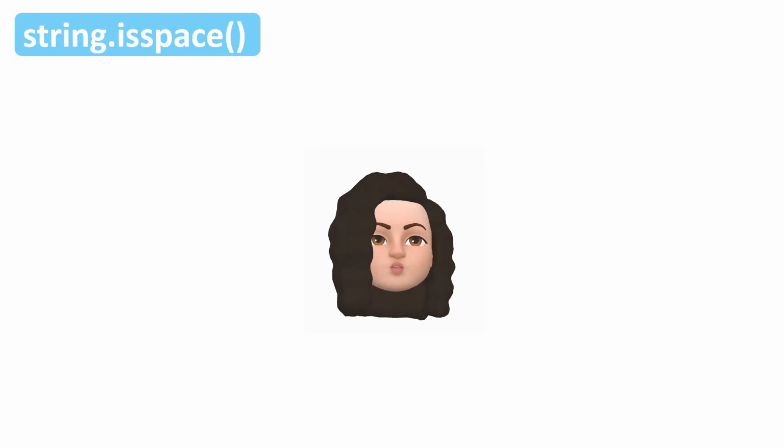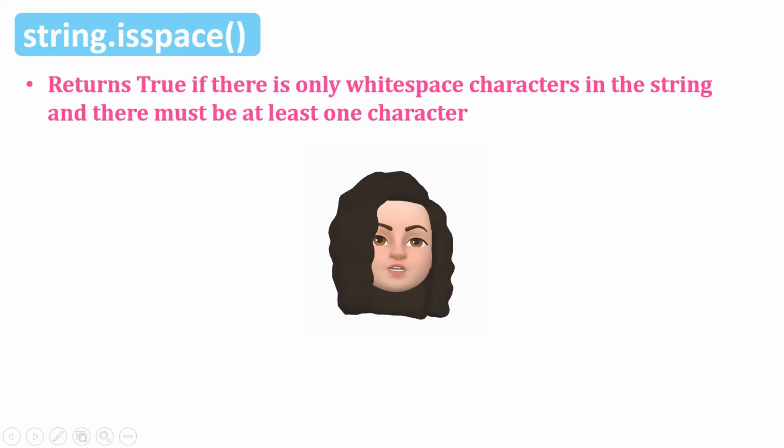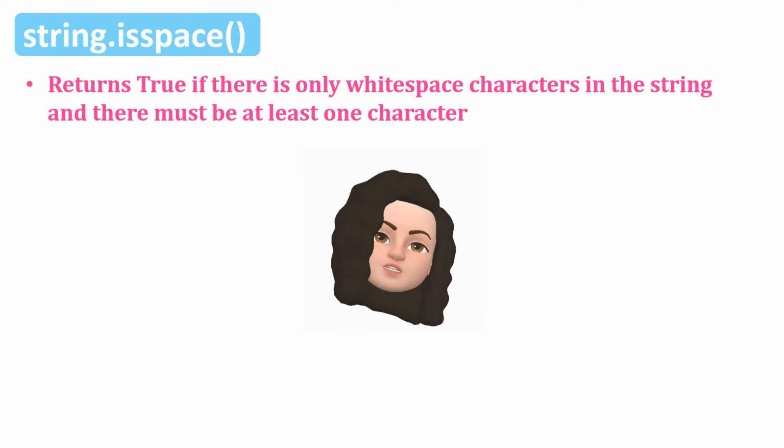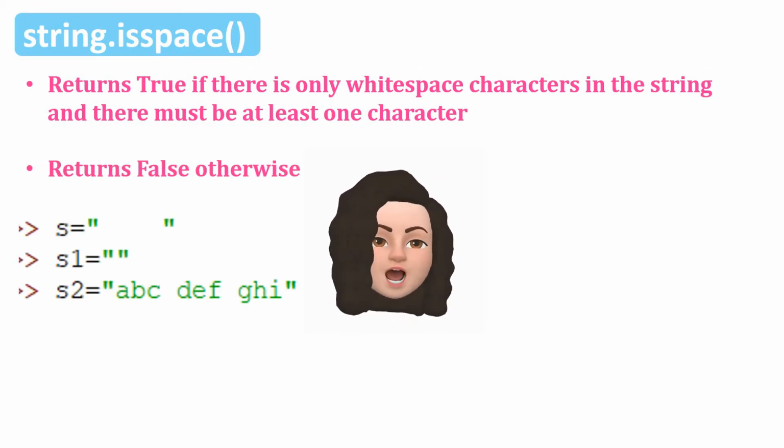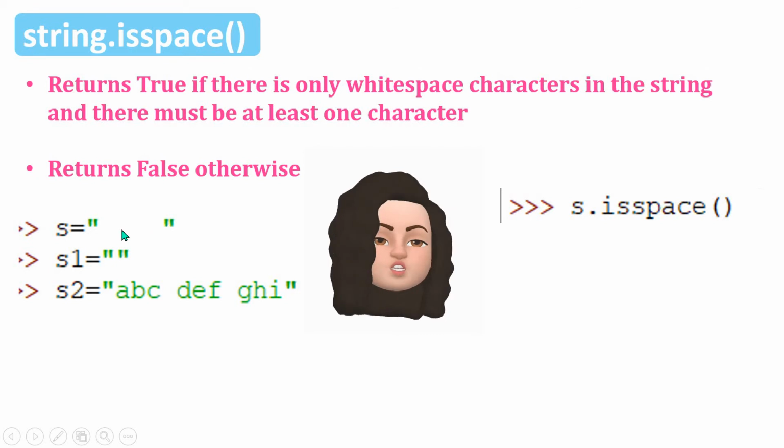The function isspace will return true if the string consists only of spaces, and at least there should be one space, otherwise it will return false. Let's declare 3 strings S, S1 and S2. So S dot isspace. You can see the string S consists only of spaces, so S dot isspace will return true.